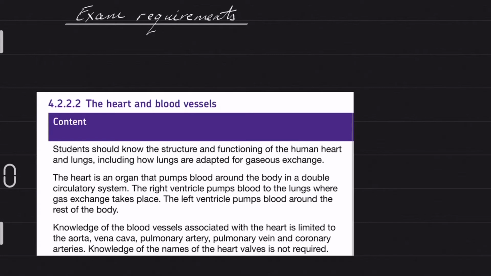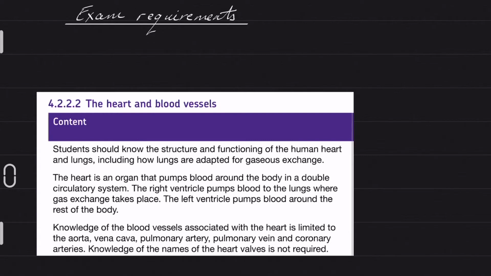So there are a number of blood vessels associated with the heart, but for your exam you will need to know about the aorta, the vena cava, the pulmonary artery, the pulmonary vein and the coronary arteries. So be aware that when I show you the diagram of the heart, there will be certain diagrams that show more information than you need. However, your knowledge in terms of what you're expected to know and what you're expected to write, for example, for a 6-mark question, you need to be using the keywords that are listed here. So talking about these blood vessels.